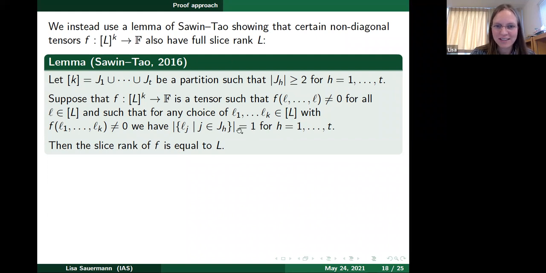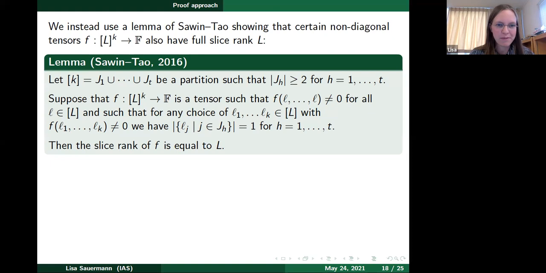So in other words, this is a little bit hard to parse, but what it says is that if we take any non-zero entry of this tensor, so any entry so that f of L1 up to Lk is non-zero, and then we look at any of these sets Jh here, if we look at the corresponding L's for that index set Jh, then these L's are all equal. So for example, if we take just J1 and we take all Lj's with j in J1, these Lj's are all equal. And so we demand that this holds for any non-zero entry of this tensor f. Then the slice rank of f must be equal to L.